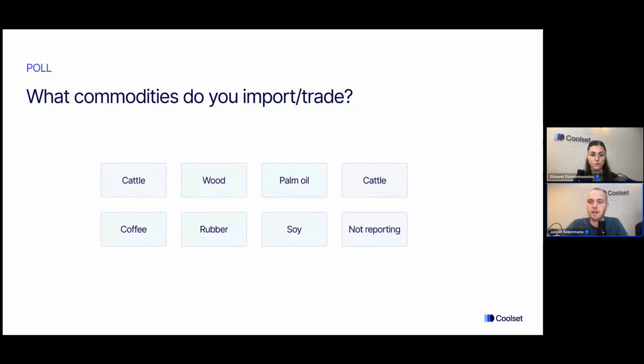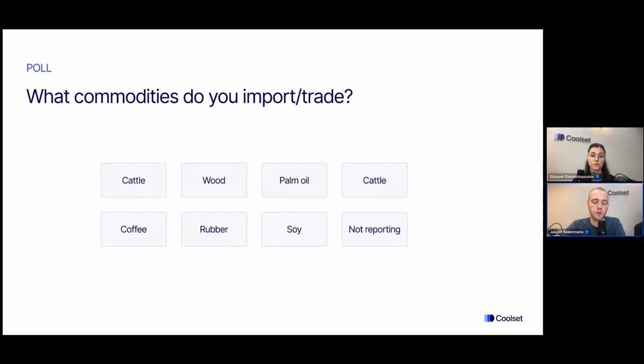I'm seeing, from the companies that are reporting, most are reporting on wood with around 30%, 20% are not reporting. And then after that, we see right now 13% also import or trade palm oil, followed by rubber, cattle, and cocoa. And then we see that soy and coffee are quite low with only 5% and 7%.